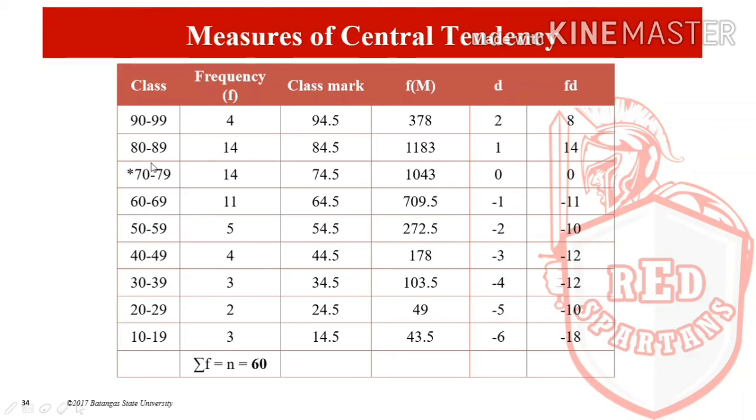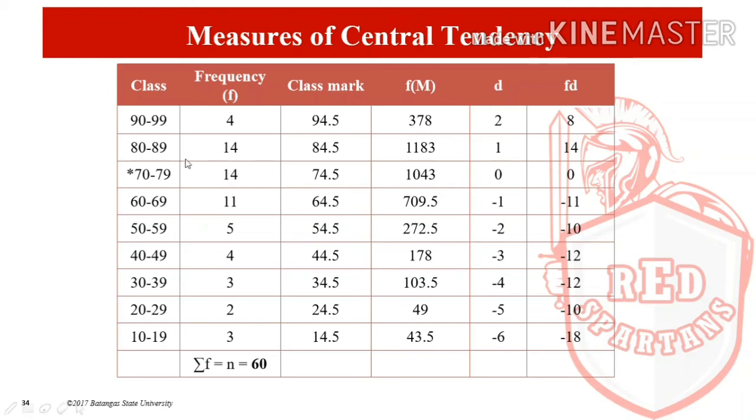Meaning, ang kanyang exact lower limit, na-discuss natin sa class boundary. Paano ba ang pagkuha ng lower limit? Mamiminusan natin ng 0.5 yung 70, meaning yung kanyang L or yung exact lower limit ay 69.5.